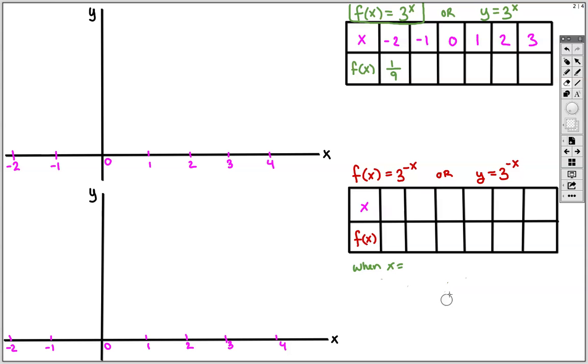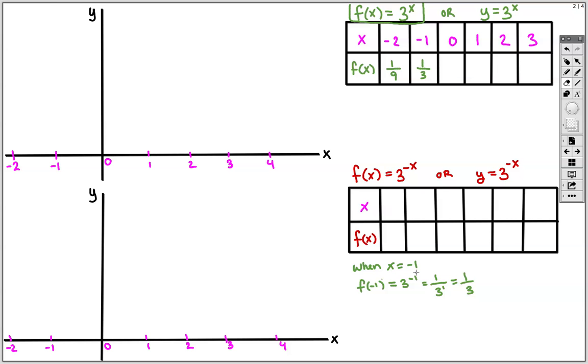How about when x is negative 1? Well, we're going to have f of negative 1, and that's going to be 3 to the negative first power, which we can rewrite as 1 over 3 to the first power, which is the same as 1 over 3. And that's what the output is. When the input's negative 1, the output is 1 over 3.